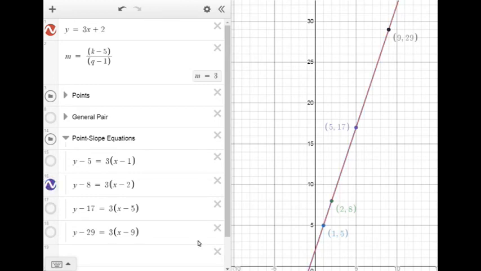We can look at the point 2, 8. Again, the solution set doesn't change. Its representation does change. We can look at the point 5, 17, and once again, the line remains the same. The solution set remains the same. The representation changes. And finally, for our last example, we have the point 9, 29. And we're just plugging those values into our point-slope form. And once again, the solution set is the same.